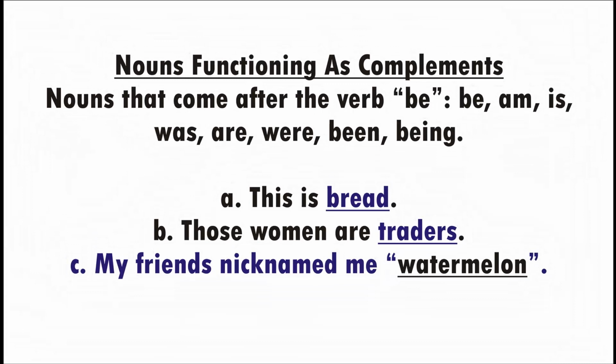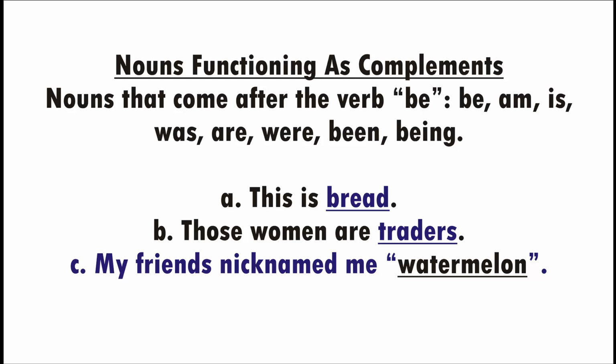When a noun comes after verbs that express the state of being, that noun is regarded as a complement. Now, it is very important for us to identify verbs that express state of being. They are verbs in the category of the verb be. Those verbs include be itself, am, is, was, are, were, been, and being. These are the 8 forms of the verb be.